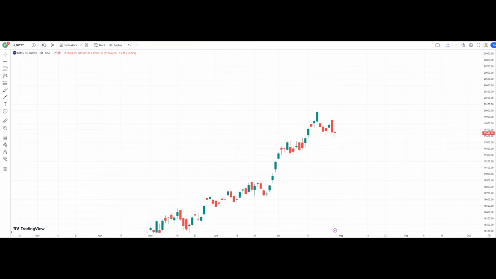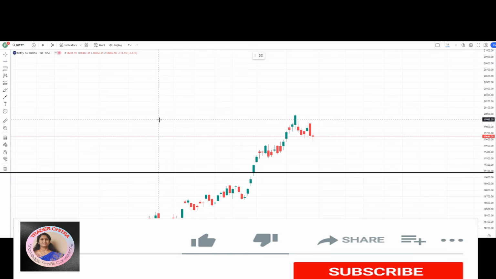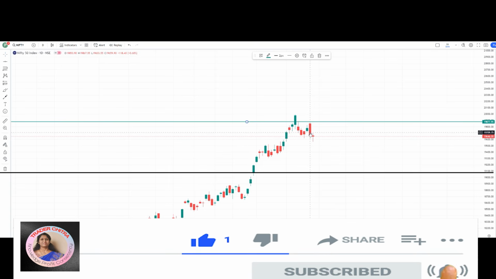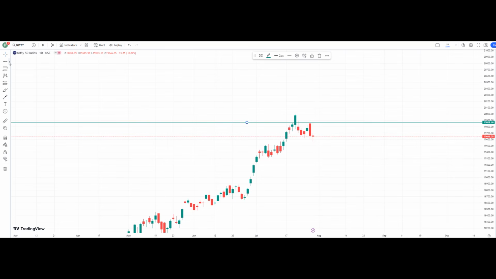So this is the Nifty daily time frame chart. What we'll do is go to the horizontal line and mark the high and low of the previous day. That is for the 27th July. So I have marked the previous day high. Okay. And we are going to mark the previous day low also. So I have marked the previous day low.